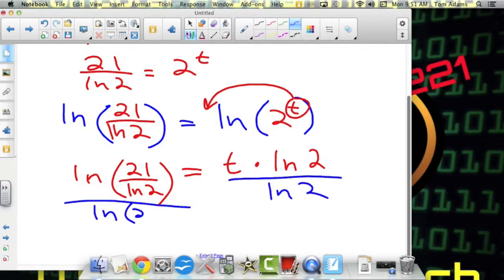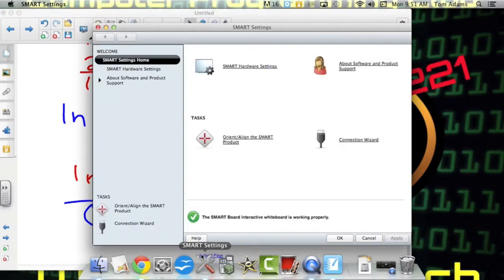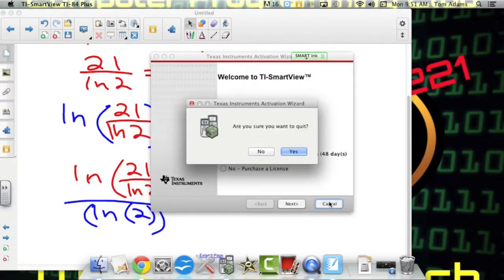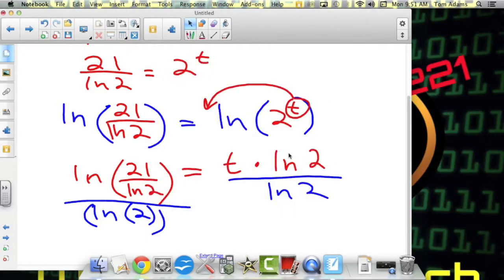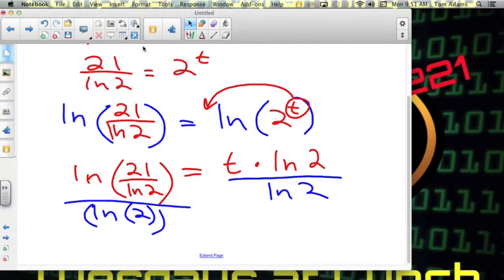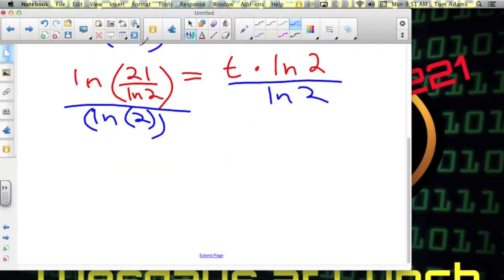Okay, so if I divide both sides by the natural log of 2, now on the left-hand side I've got a bunch of numbers, whether you realize it or recognize it or not. Those are all just numbers. And so what we want to do then is plug that in our calculator. If I take the natural log of 21 over the natural log of 2 and then divide that by the natural log of 2, I'll get a number, and that will be set equal to t. And so if I plug all that in the calculator, I actually end up with like 4.92.